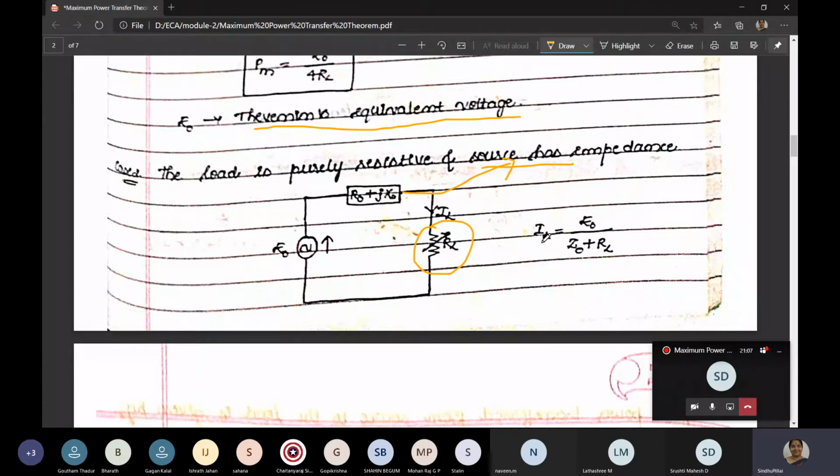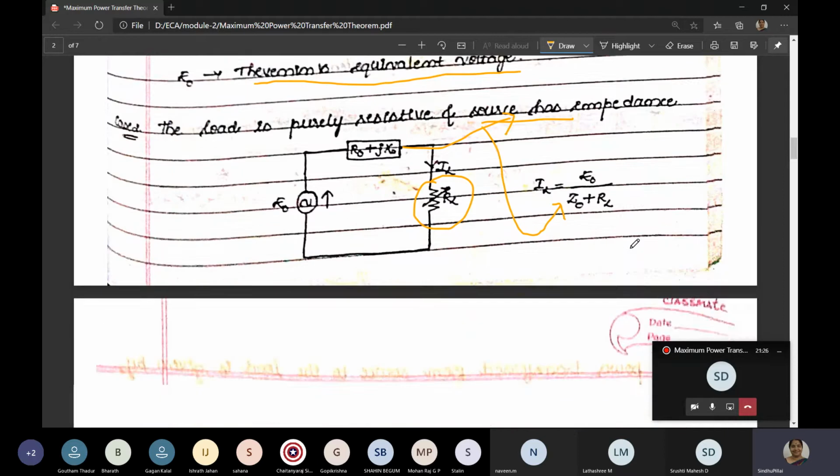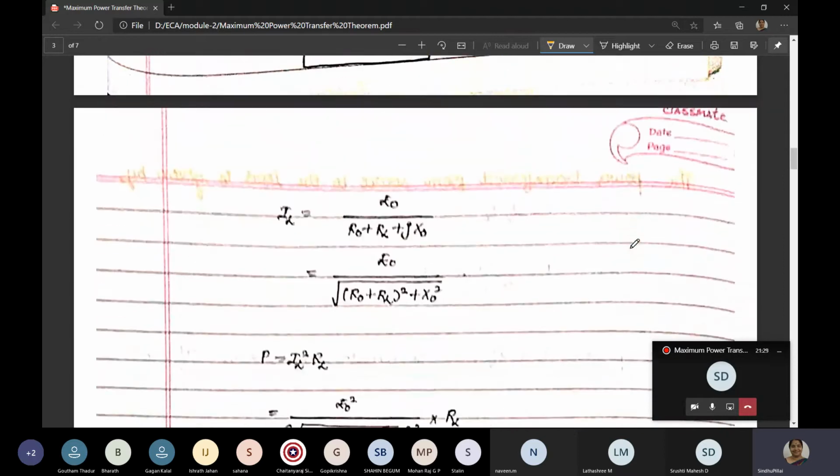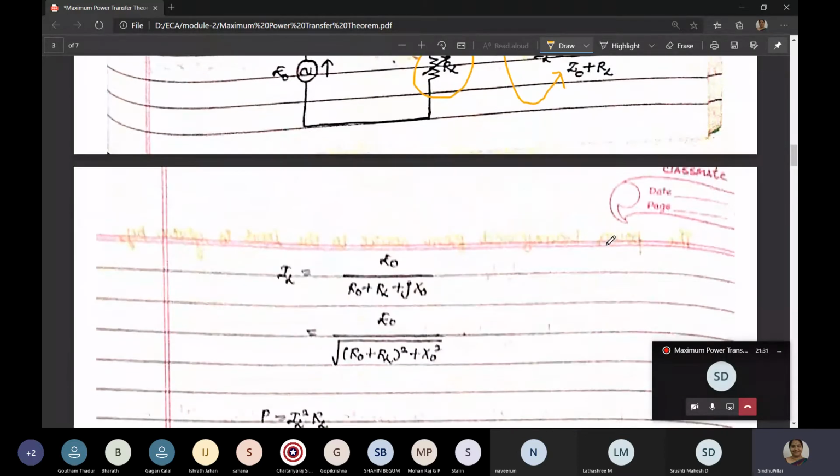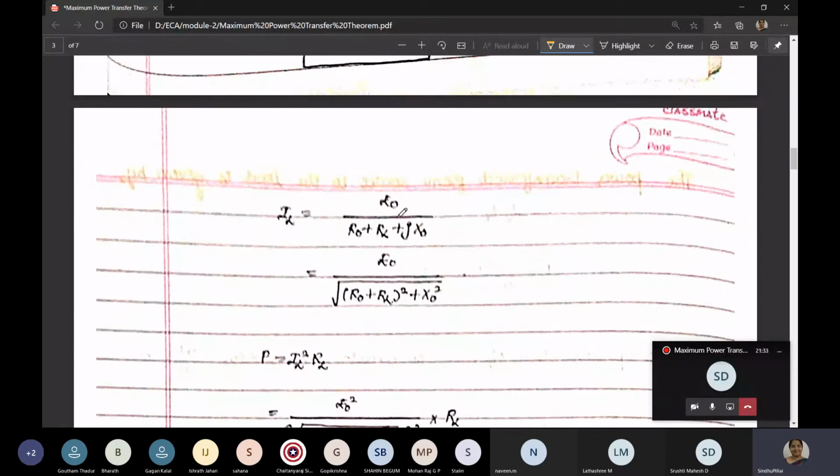So what will be the load current? Load current IL is equal to E0 divided by Z0. Okay, this complete term is written in terms of Z0. It is just written as Z0 plus RL. So Z0 is the one which has impedance and RL is purely resistive. This is the second case. So we have written the load current; just split it and write now IL is equal to E0 divided by R0 plus RL plus JX0.